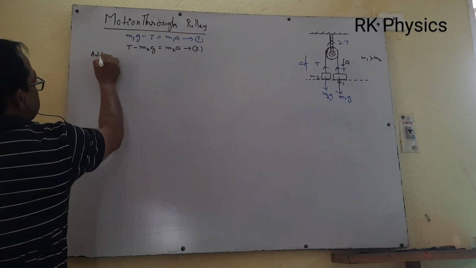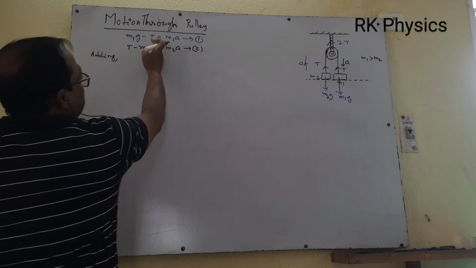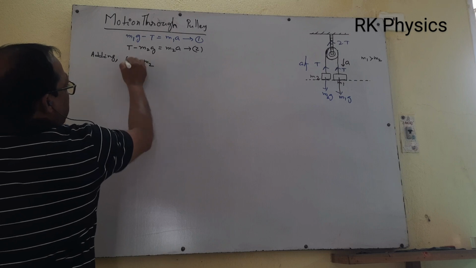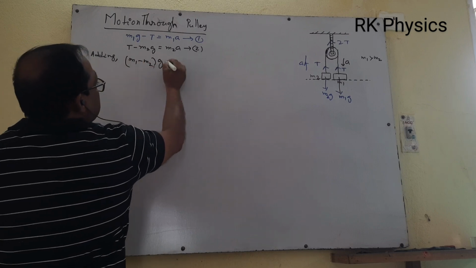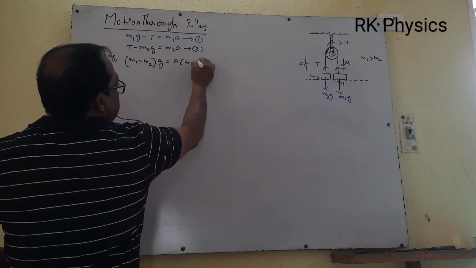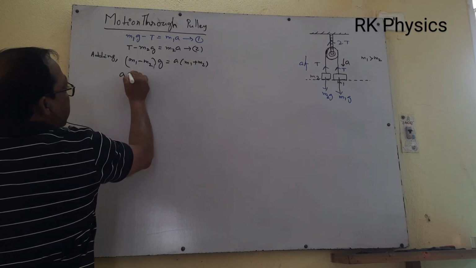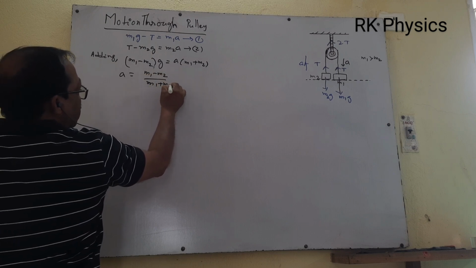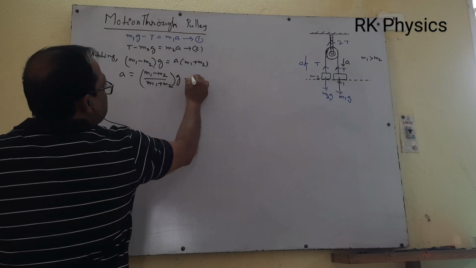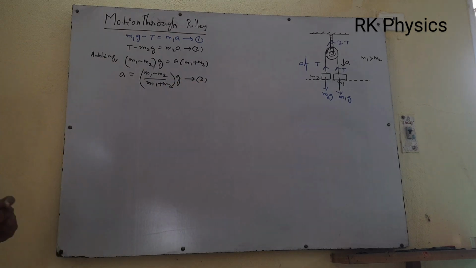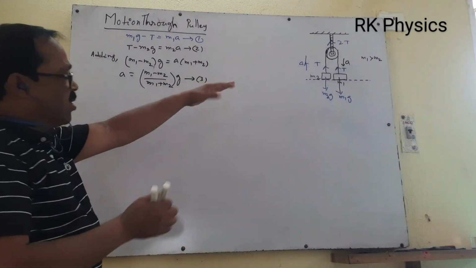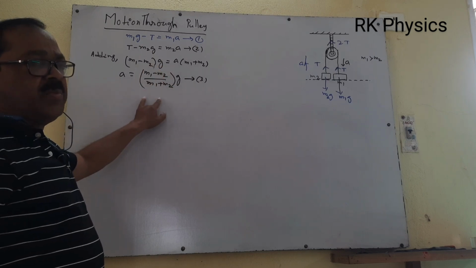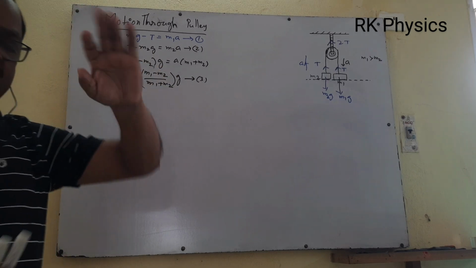Therefore, just add them. I am adding. If you add, T gets cancelled. Take out g common from the left. M1 minus M2 into g equals a into M1 plus M2. So, from this, a is (M1 minus M2) divided by (M1 plus M2) whole into g. So, this is your equation 3. So, what is the principle? In this case, very simple: acceleration is the difference of masses divided by the sum of masses into acceleration due to gravity. This is the technique.